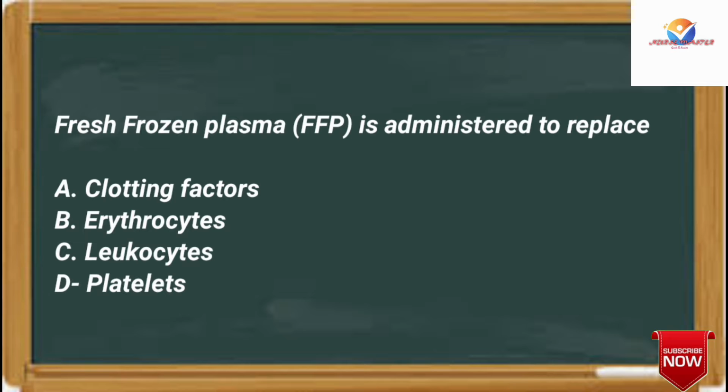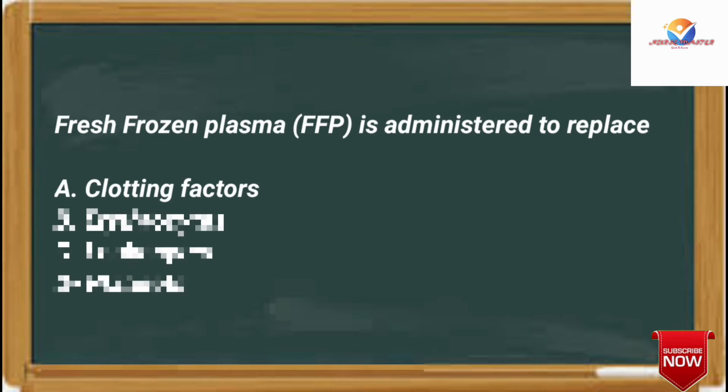Fresh frozen plasma is administered to replace option A clotting factor, option B erythrocytes, option C leukocytes, option D platelets. The correct answer is clotting factor.